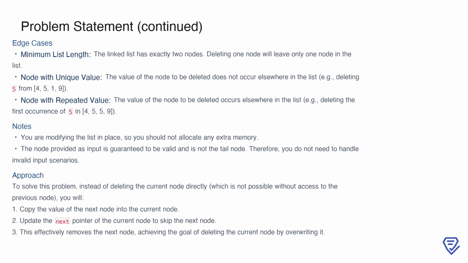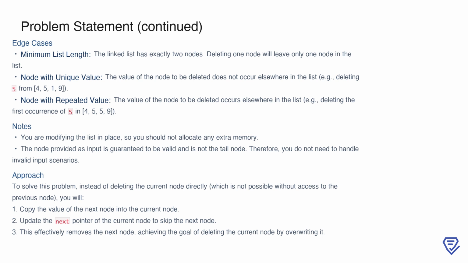There are a few edge cases to keep in mind while solving this problem. First, if the linked list has exactly 2 nodes and you delete one of them, the list will be left with just a single node. Second, the node to be deleted might have a unique value, meaning its value doesn't appear anywhere else in the list. For example, deleting the node with value 5 from 4, 5, 1, 9. Lastly, the node to be deleted might have a value that appears multiple times in the list, such as deleting the first occurrence of 5 in 4, 5, 5, 9.